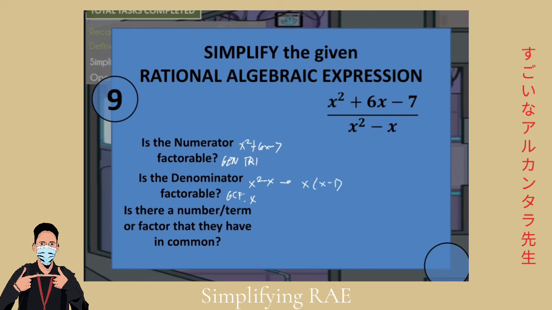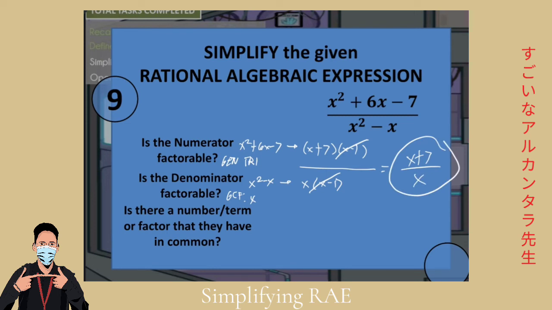While for this general trinomial, we think of factors of negative 7 that if you add, it's equal to positive 6. So since the negative 7 is negative, one must be plus, one must be minus. Since the middle term is positive 6, that implies that the bigger number is positive, so we can have positive 7 and negative 1. So 7 times negative 1 is negative 7. 7 plus negative 1 is equal to 6. So we can cancel out the x minus 1's, and the final answer is x plus 7 all over x.